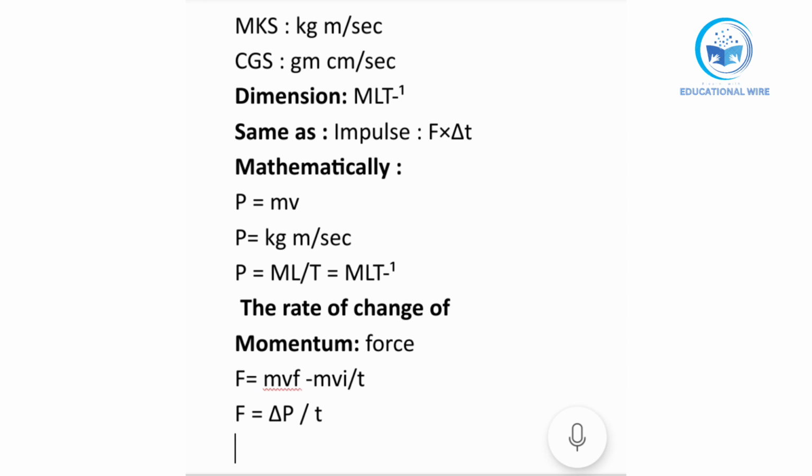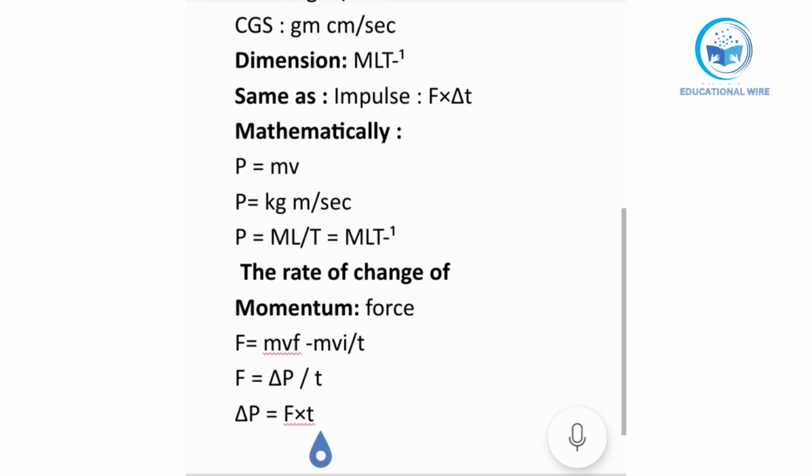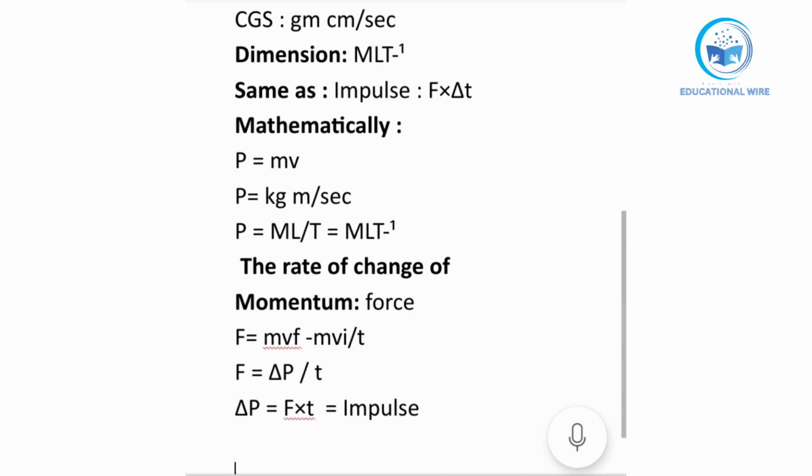After that what we will do, the change in momentum will remain here in its place, so t is dividing over here, it will multiply over here, it's F multiplied by t. Now you can check that F multiplied by t, as we have done in impulse, that impulse is F into a short interval of time, so it's also the same as impulse. Here we have proved that it's the same as impulse, and we have also proved that the rate of change of momentum is equal to force.